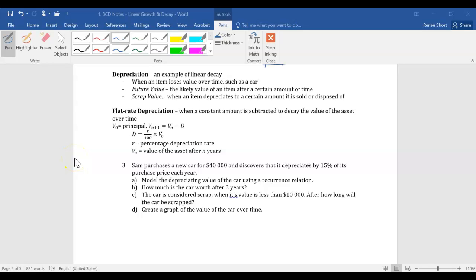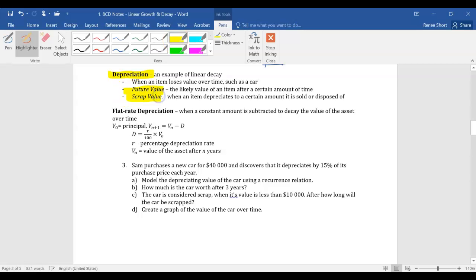Okay, so we're going to continue on with the work from 8C, but now we're going to look at depreciation, which is an example of linear decay. You might remember from last year that depreciation is when an item loses value over time. So a classic example is a car. As soon as you drive it out of the car yard, it's no longer worth the $40,000 that you paid for it. In doing this, there's a few terms that we just need to know, which are listed here.